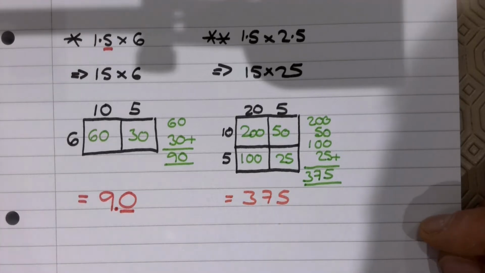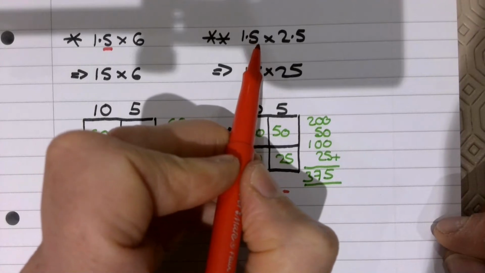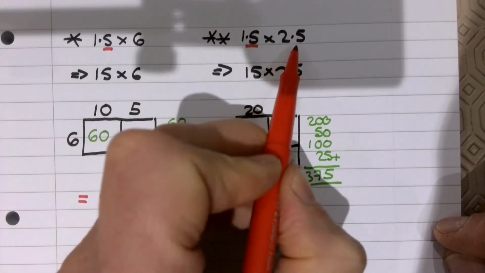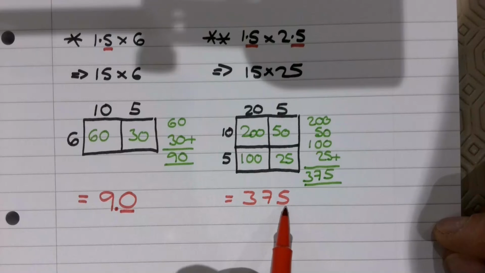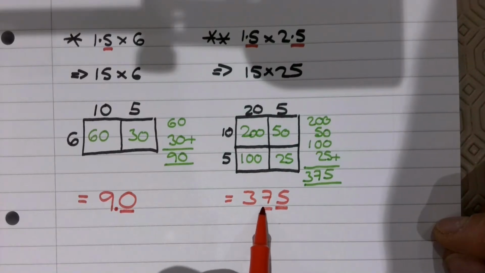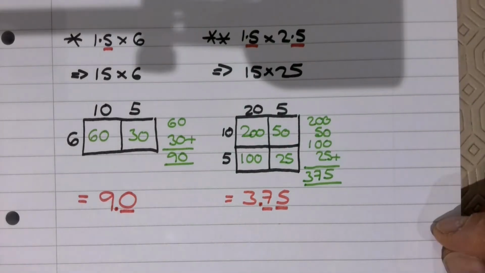If we go back up to the question then, we underline all the digits in the question that were decimals, so that one and that one. And there must be the same number in the answer, so that one and that one. And the answer must look like that.